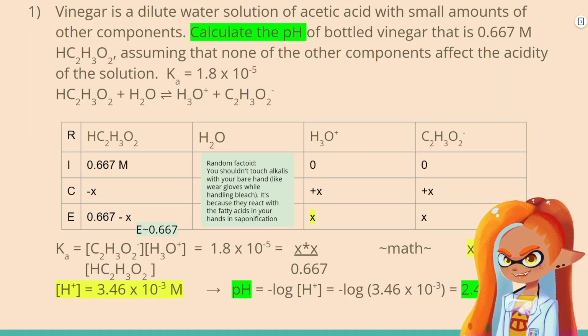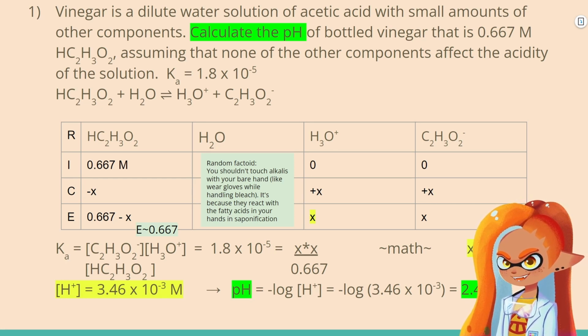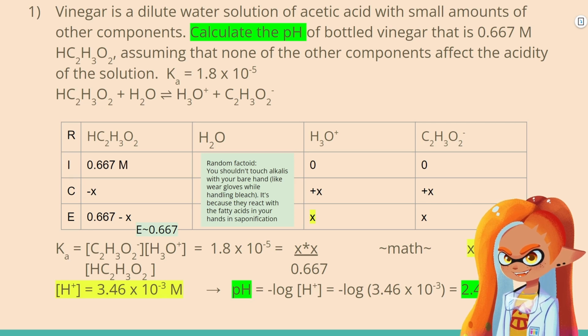So we have the first parts here. First, we have our rice table. We set it up just like usual. We have our equation. The liquid doesn't count, so we don't include the water. So you just want to be mindful of that. And so then we check if the shortcut works. The shortcut does work, so I'm going to go ahead and round the reactant to be about 0.667. And then we just plug into our Ka.